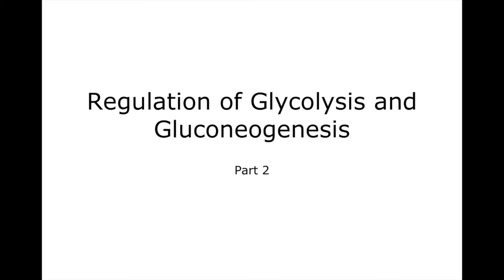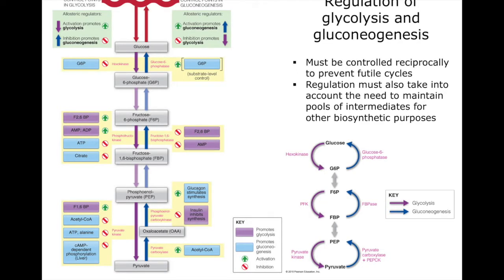In this video, we want to continue our discussion on the regulation of glycolysis and gluconeogenesis. If we recall, we have the two pathways: glycolysis, where we go from glucose to pyruvate, and gluconeogenesis, where we go from pyruvate and form glucose.